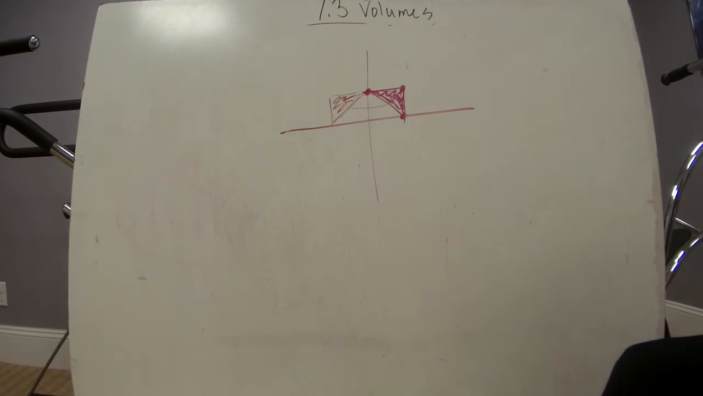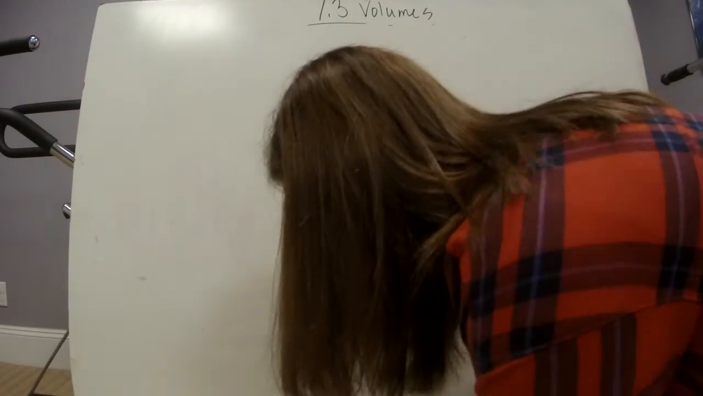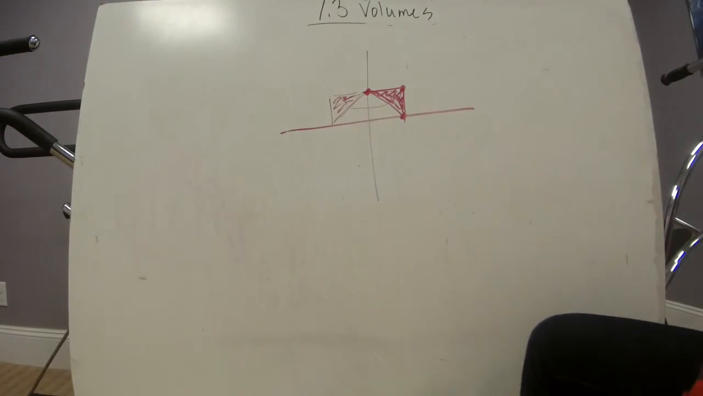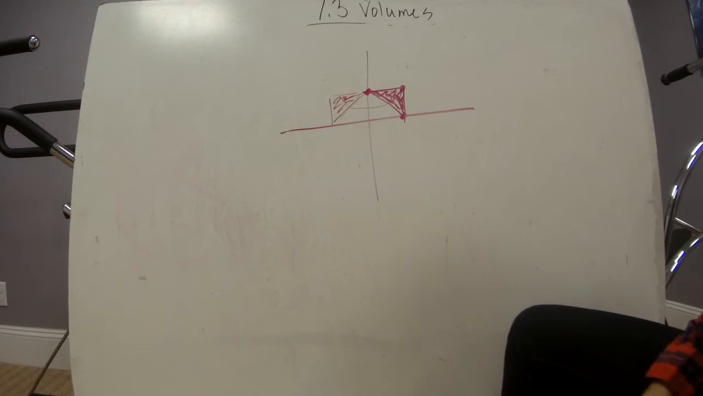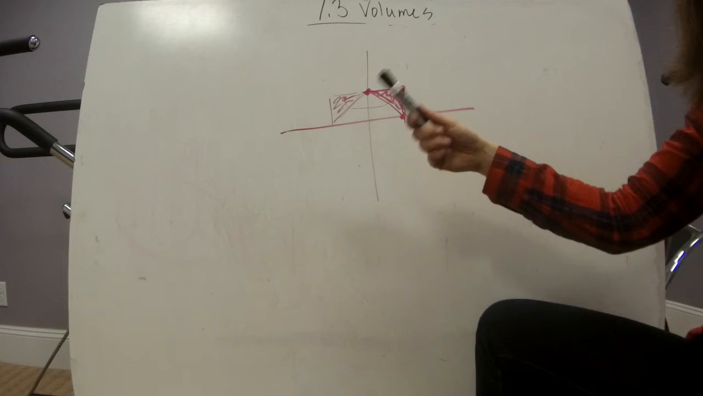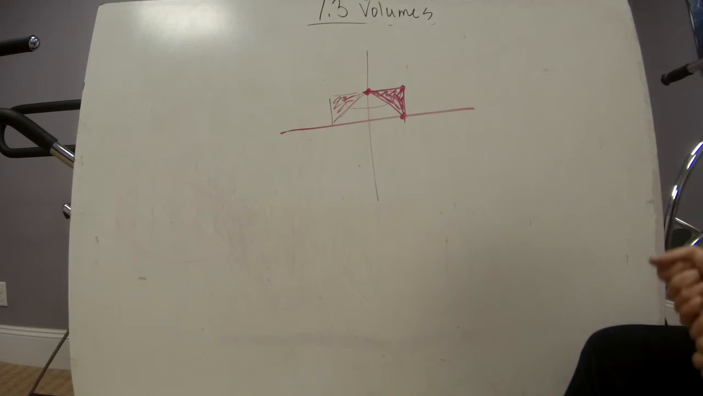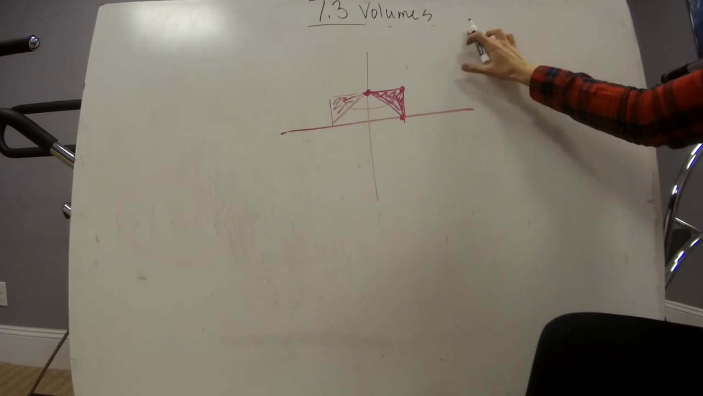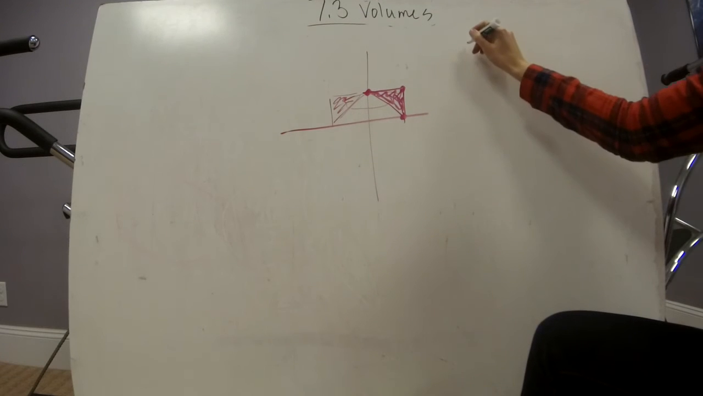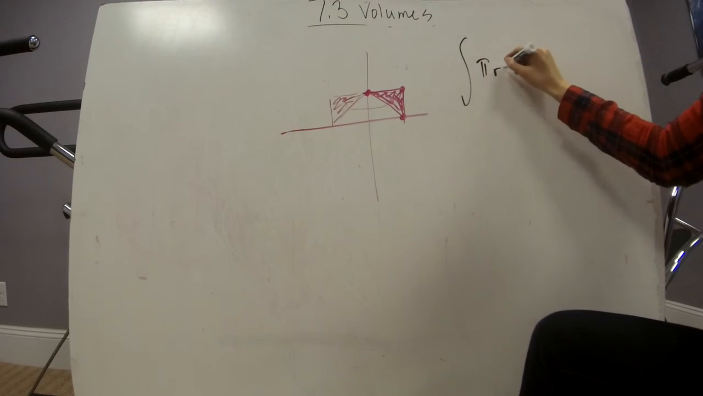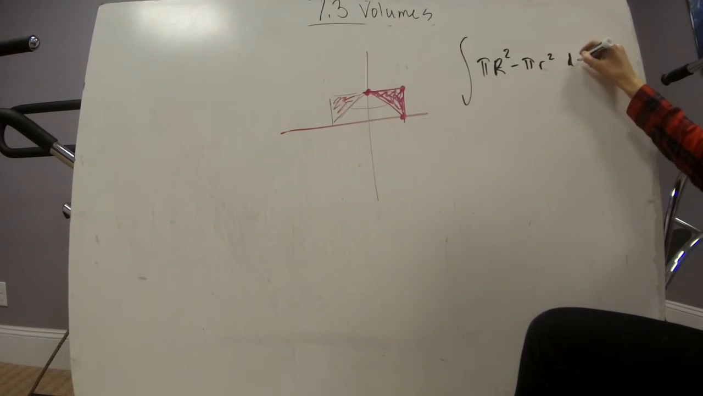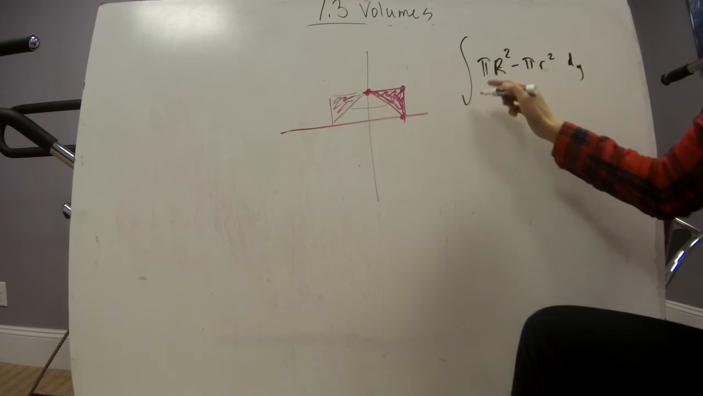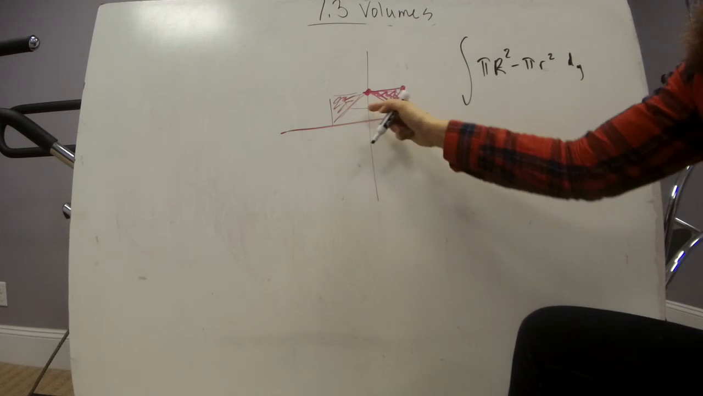So even though we're going around the y-axis, and we'll talk about what that means in a second, we can already say if we're going around here, is this going to be a washer or is this going to be a circle? Well, this is going to be a washer, right? It's going to be pi r squared minus pi r squared because it's going to have a bigger radius and an open area.